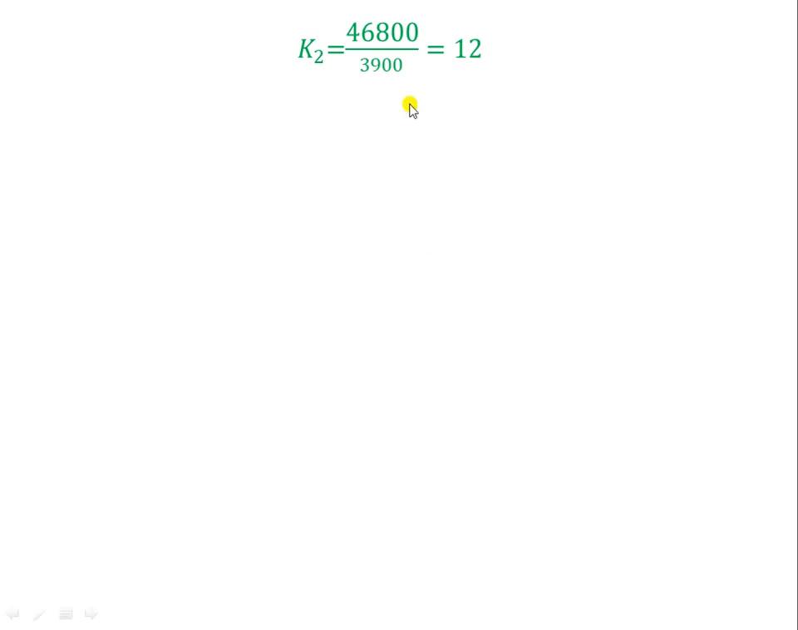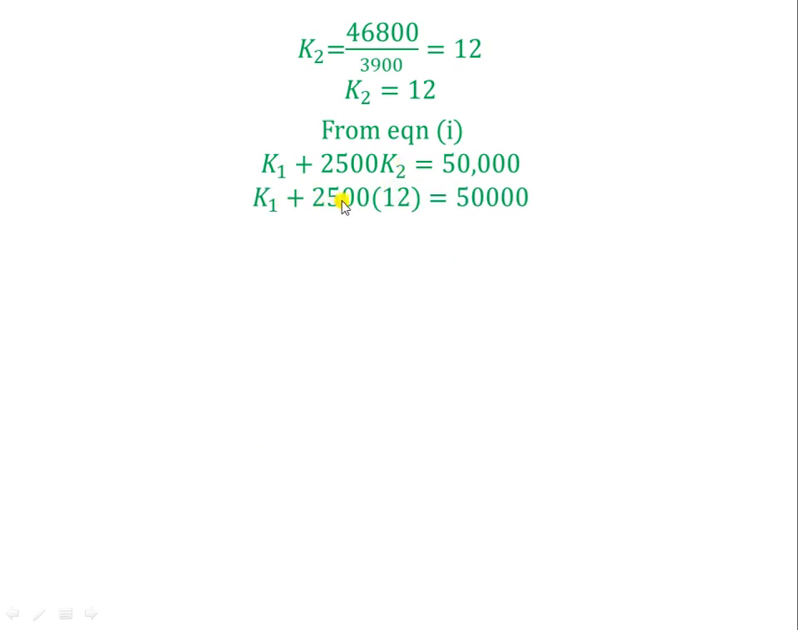So now K2 is equal to 46,800 over 3,900, and if you press this in your calculator, it will give you the value of K2 as 12. Now that we have the value of K2, we can go back to either equation 1 or equation 2 and look for the value of K1. From equation 1, K1 plus 2,500 K2 is equal to 50,000. Now, I'm simply going to substitute for K2 as 12. When I do so, I will have K1 plus 2,500 into 12, giving us 50,000.